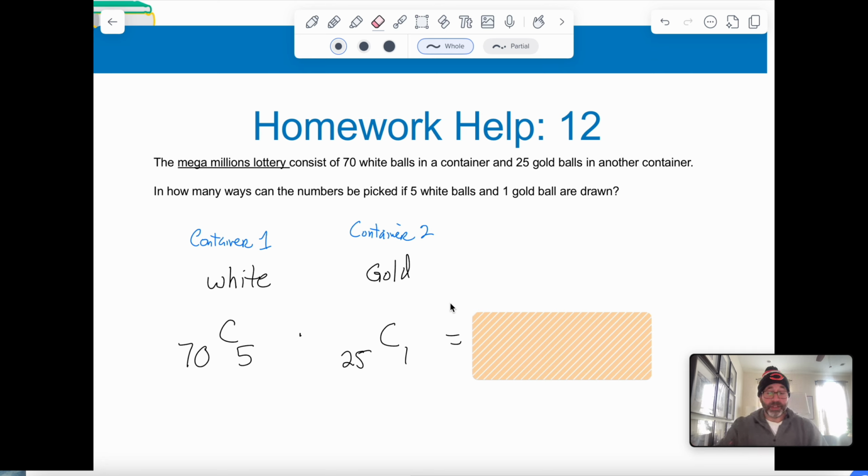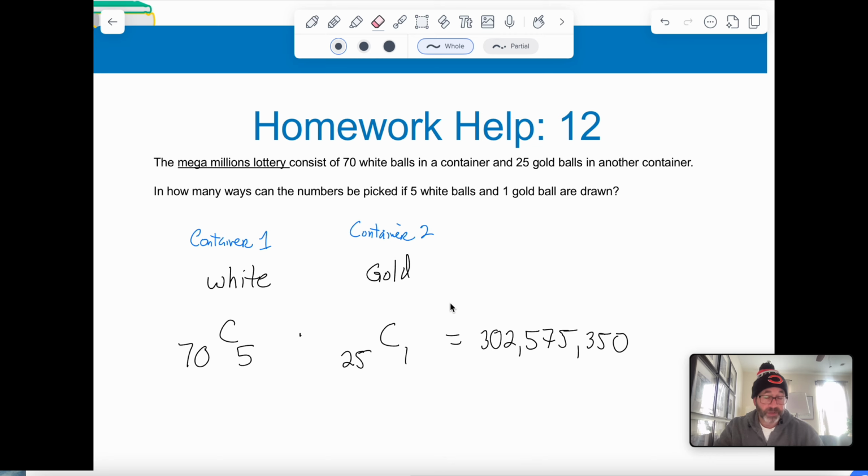We're going to multiply these together because of fundamental counting principle, and we end up with 302 million different draws for the Mega Millions. This is why people are not winning this, and this is why the pots are getting so big, because your odds of winning 302 million are terrible. If I do one pick, I've got a 1 out of 302 million. So I'm more likely to get struck by lightning twice.